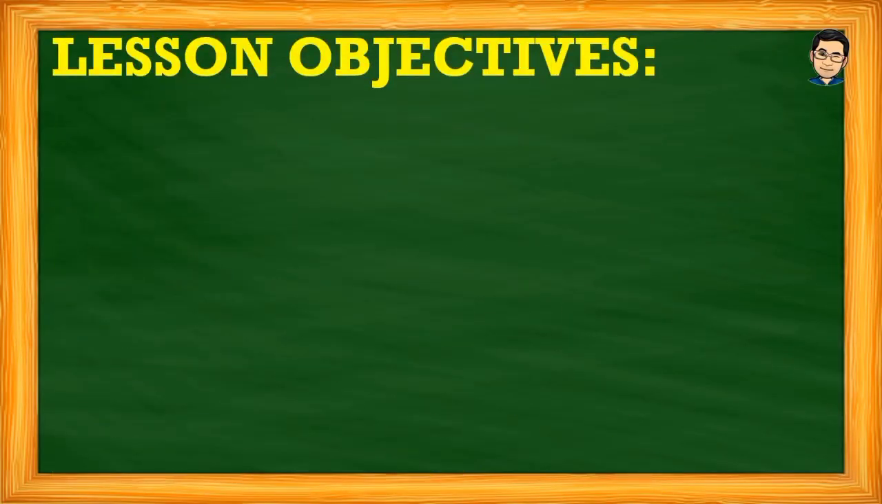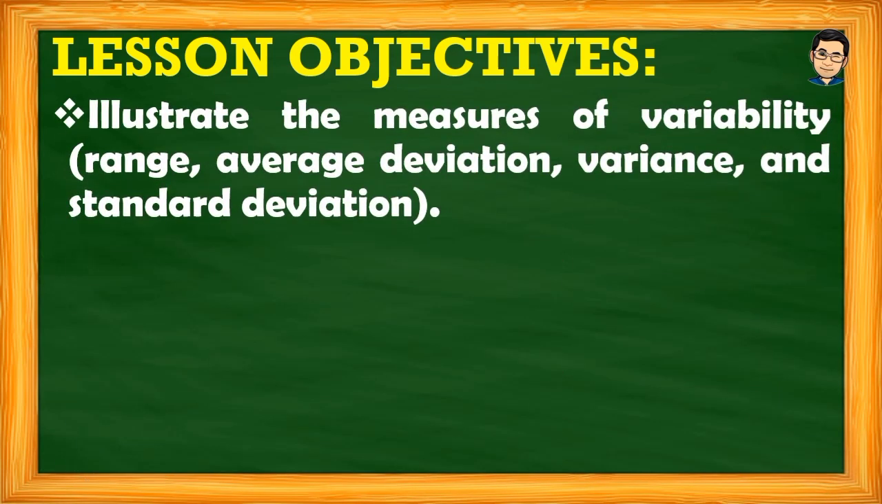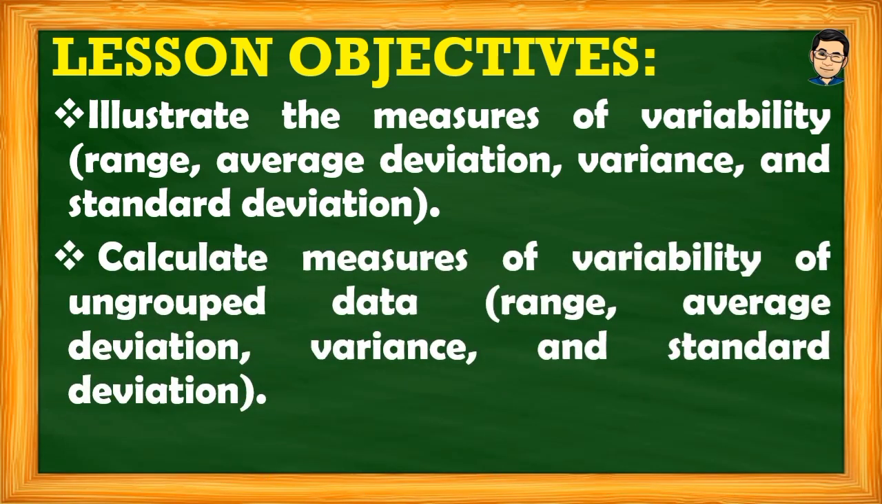So to start our discussion, let us have our lesson objectives. First, we will illustrate the measures of variability: range, average deviation, variance, and standard deviation. And after that, we will calculate the measures of variability of ungrouped data. Kagaya ng ginawa natin sa measures of central tendency, i-illustrate muna natin sila, and then pinakita natin kung paano sila na-obtain, nakakalculate. So, ganun din ang gagawin natin dito. So, let's start our discussion.